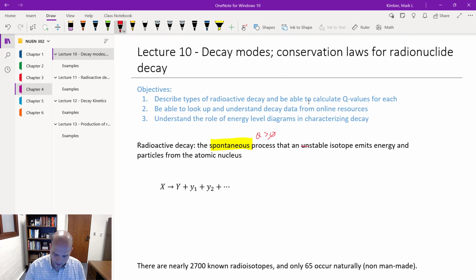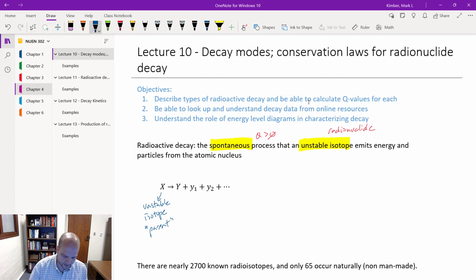And when we say unstable isotope, what we're talking about is a radionuclide. A radionuclide is an isotope that is by definition unstable. And so here's the general equation down here that we would have for any kind of decay. We've got this being our unstable isotope. And this is going to be called the parent isotope.